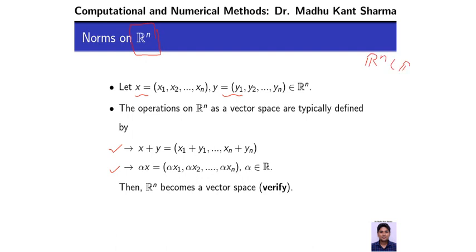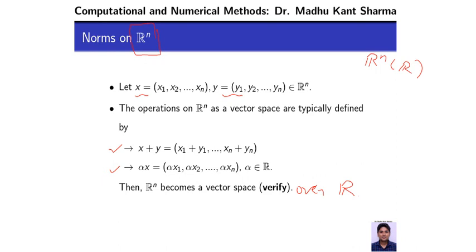Rn over R. So Rn is a vector space over the set of real numbers. If you choose Rn over C, it will not be. So Rn becomes a vector space over R. You can verify that, as you have seen.